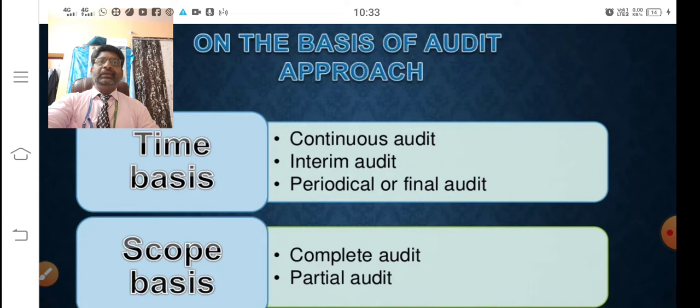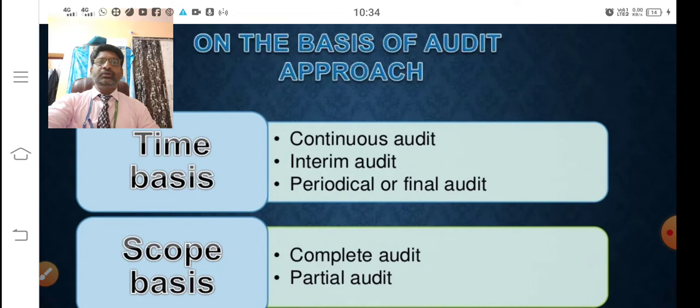Number one, easy and quick discovery of errors and frauds, and it helps technical knowledge as well as quick presentation of accounts. When we are auditing the firm continuously, we can prepare a quick presentation of accounts as well as keep the client staff in regular work, and it helps efficient audit, as well as keeps staff very busy. So these are the advantages of continuous audit.